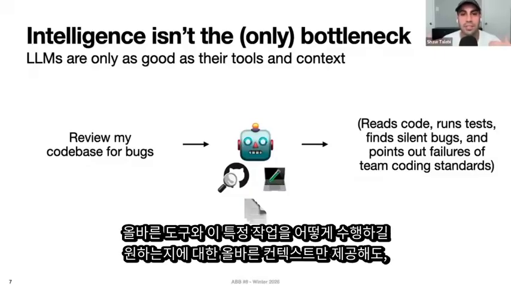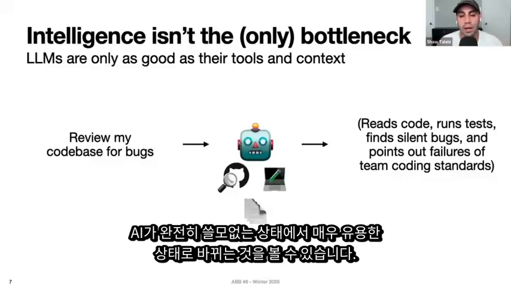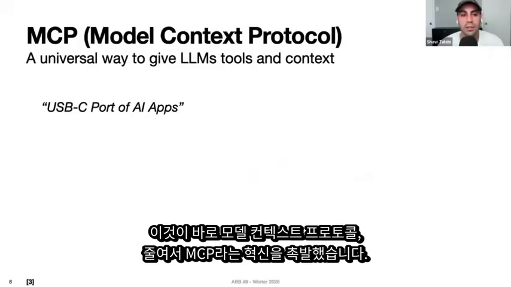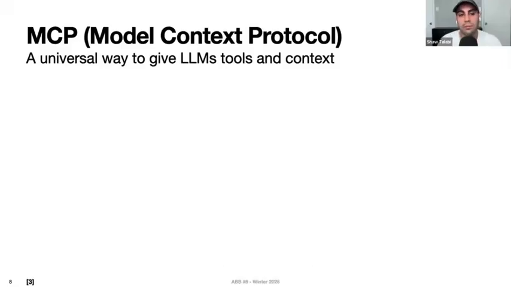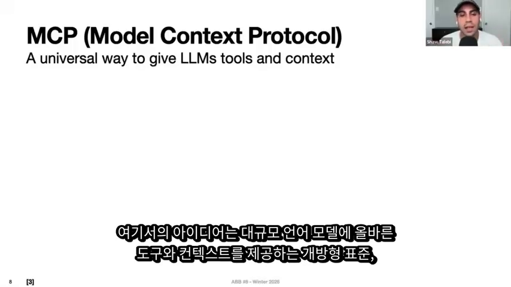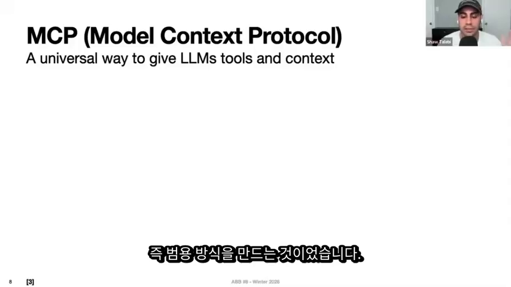We can see we went from the AI being completely useless to being very helpful by just giving it the right tools and the right context about how we want it to do this specific task. This is what sparked the innovation of the Model Context Protocol, or MCP for short. MCP came out in November of 2024, so it's been a little over a year now. The idea here was to have this open standard, this universal way to give large language models the right tools and context.